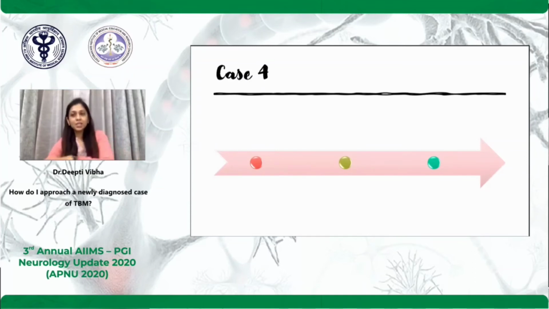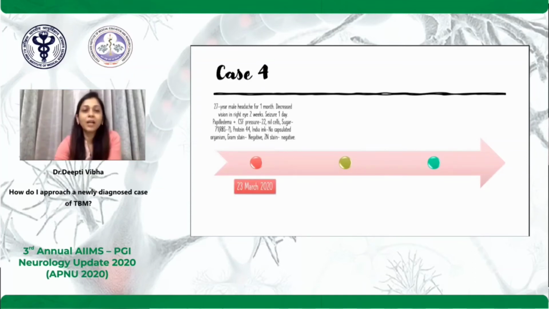Again, this case is from the COVID era, so it's an interesting one. 23rd March is a landmark date. On this very day, one patient was admitted to our ward, a 27-year-old male with headache of 1 month, decreased vision in the right eye for 2 weeks, and came with seizures with bilateral papilledema. CSF pressure was 22, nil cells, sugar was 71, protein was 44, borderline, our cutoff is 45 here. India ink was negative, gram stain negative, ZN negative.